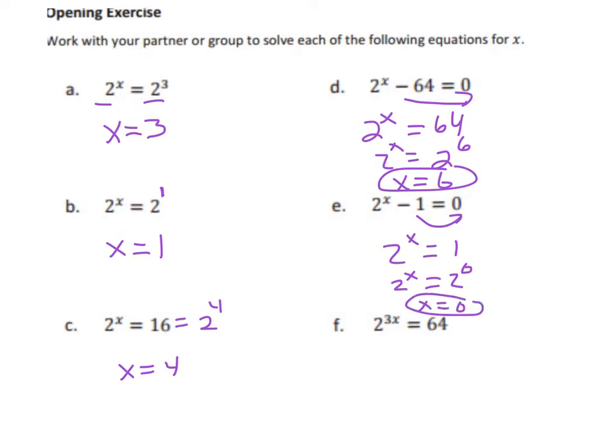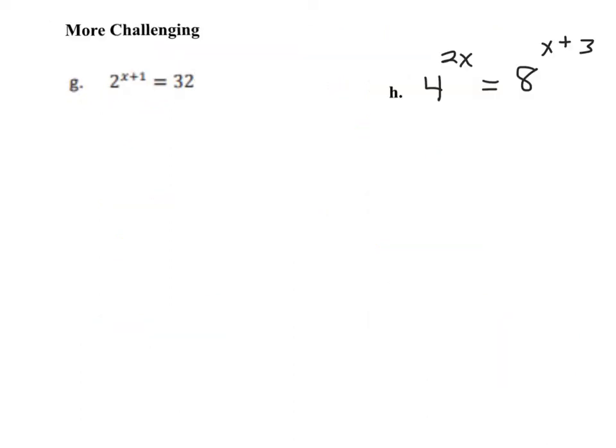2 to the 3x equals 64. So you rewrite it. This gets into a little better area. 2 to the 3x then equals 2 to the 6. And now we have to do a little math. Set the exponents equal. You have to do a little algebra. No big deal. 3x equals 6. Divide by 3. So your answer is 2. Same thing with G. 2 to the x plus 1 equals 2 to the 5th. So x plus 1 can be set equal to 5, which when you subtract 1 from both sides, you get 4. This one here is a little more challenging, as it says.